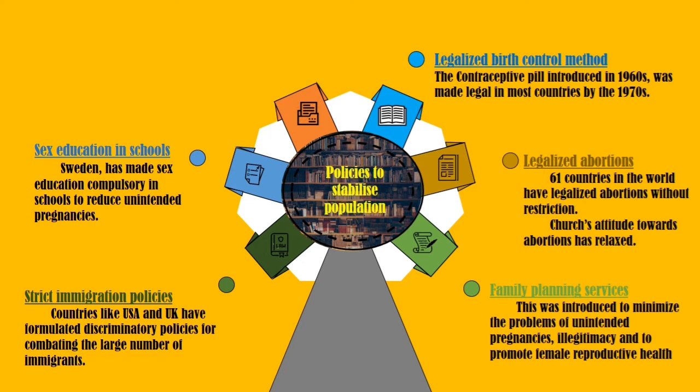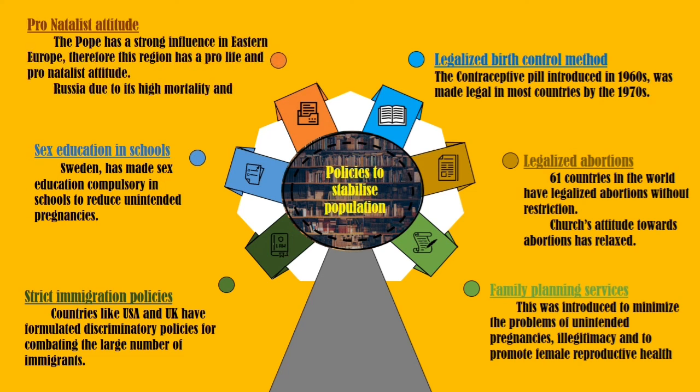And the last is the pro-natalist attitude, such that the Pope has a strong influence in Eastern Europe. Therefore, this region has a pro-life and pro-natalist attitude. And another is Russia, which, due to its high mortality and low fertility rates, also has a pro-natalist population policy. So those are the policies being recommended in order to stabilize population.